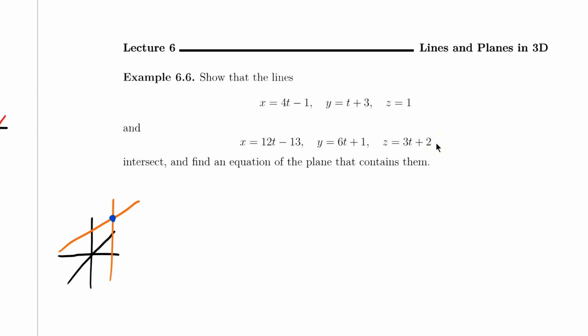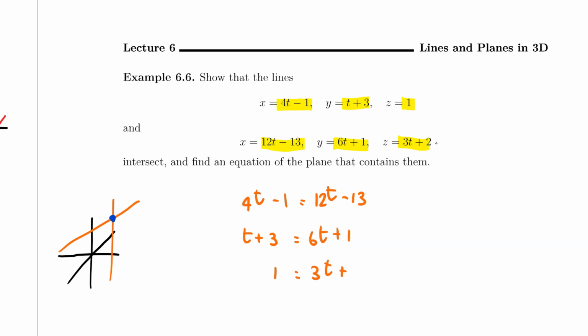But if you try to do this by setting their x coordinate, their y coordinate, and their z coordinate to be equal, I'm going to have 4t minus 1 equal 12t minus 13, and then t plus 3 equals 6t plus 1, and 1 equals 3t plus 2. Now, if you try to solve these three equations, you're not going to get an answer, and this is because the two things that I'm looking at here are parametric equations.